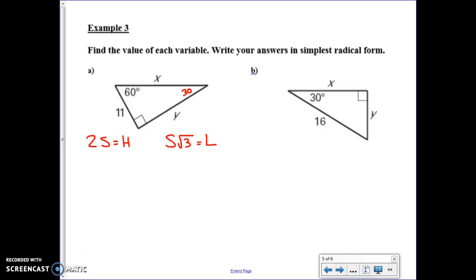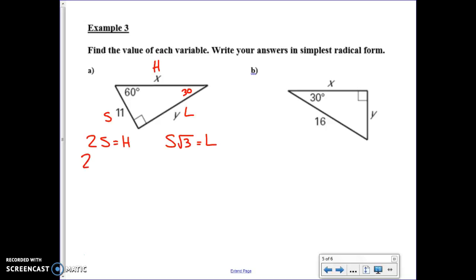This has to be 30. And so the smallest angle is across from the shortest side. So this is the short side. And then across from the 60 is the long leg. And across from the 90 will always be the hypotenuse. So now we're just filling in the pieces.